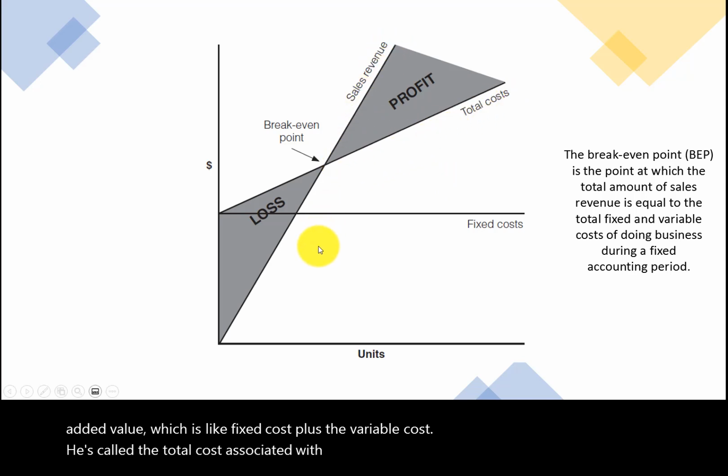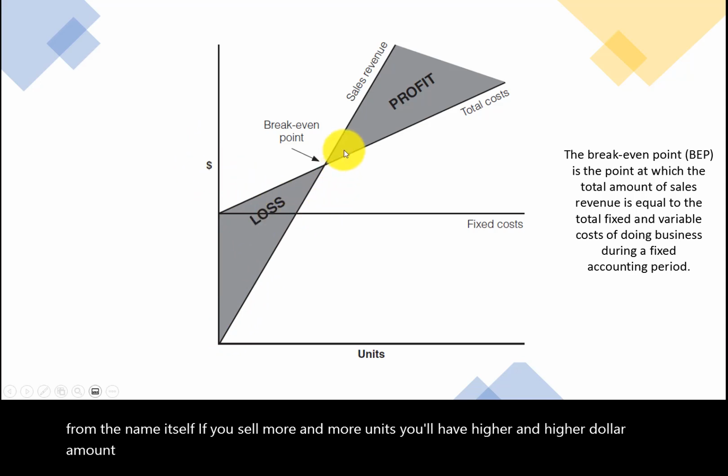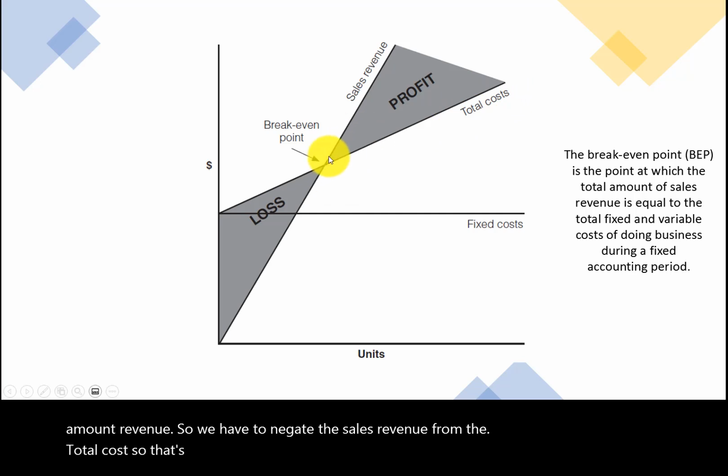And the sales revenue is understood from the name itself. If you sell more and more units, you will have a higher and higher dollar amount of revenue. So we have to subtract the total cost from the sales revenue. That difference will depict whether the company is under loss or profit.